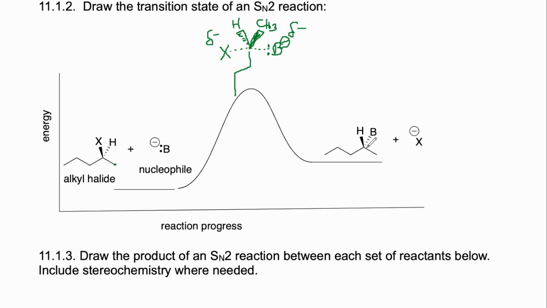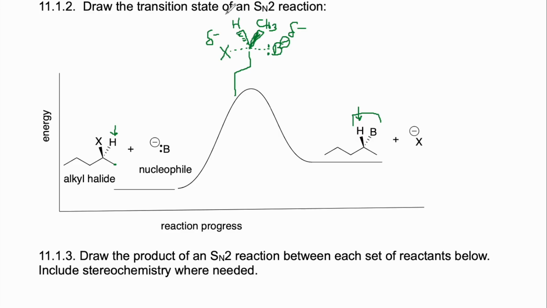And you'll notice that there was an inversion of the stereochemistry here. Before, the starting material had the H pointing back. Now the H is pointing forward. It's a wedge. So it's gone from being a dash to being a wedge. So this is an inverted stereocenter that happens.